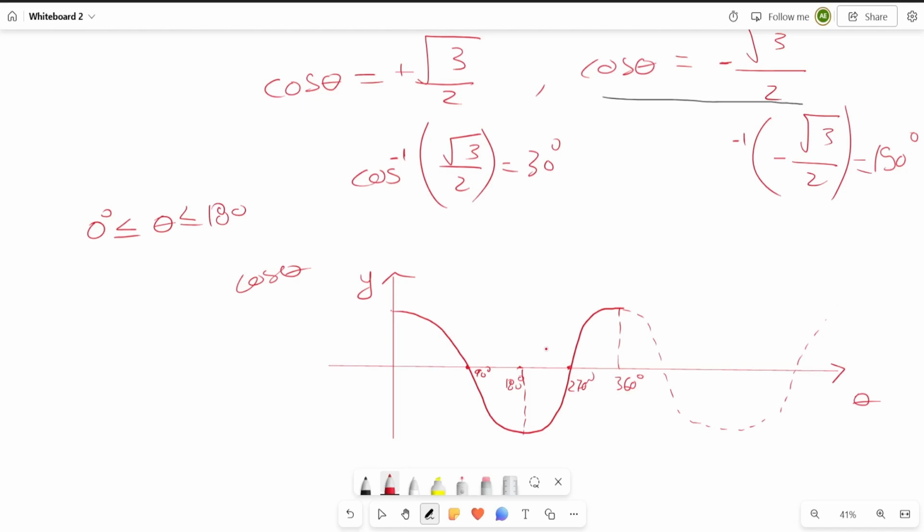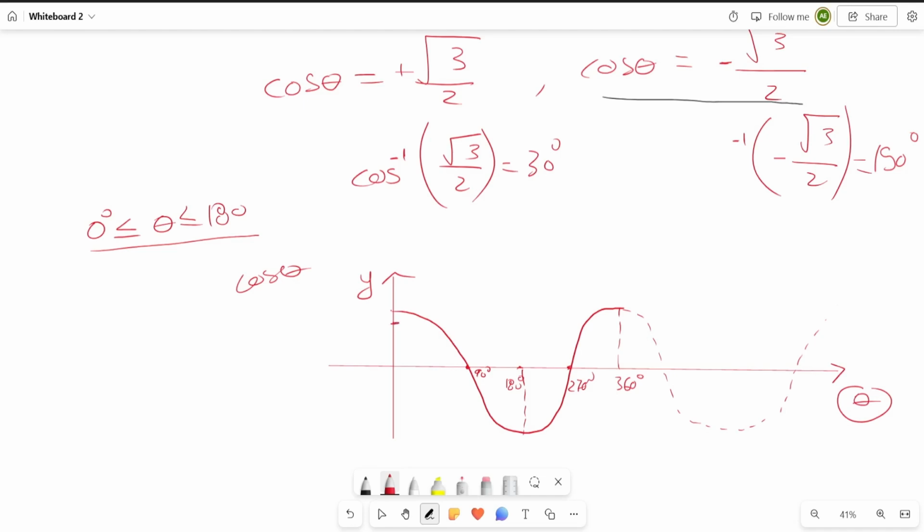And by the way, the range here was specified as 0 to 180 degrees. It could give me the range as 0 ≤ theta ≤ pi. Pi is 180, and I believe we talked about this. Okay, so let's continue. What does cosine theta equals plus root 3 over 2 mean? It means that I need to solve for the values of theta on the x-axis that will make my function equal the y of root 3 over 2.